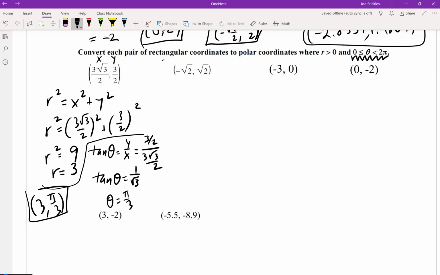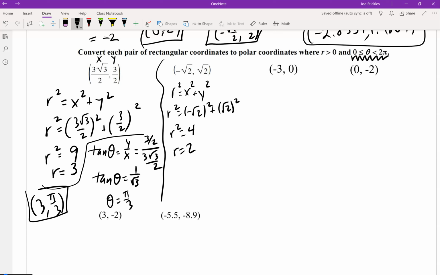Okay, let's do the next one. The r, again, straightforward. r squared equals x squared plus y squared. r squared is negative root 2 squared plus root 2 squared. 2 plus 2 gives you 4, so your r is 2. Again, r is not the challenging part of this. r is just the square root of x squared plus y squared. Especially since, again, like I said, it's asking for the r value to be positive here.